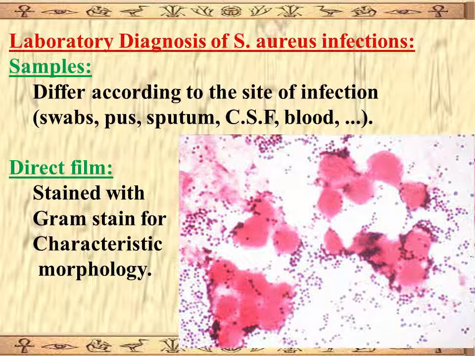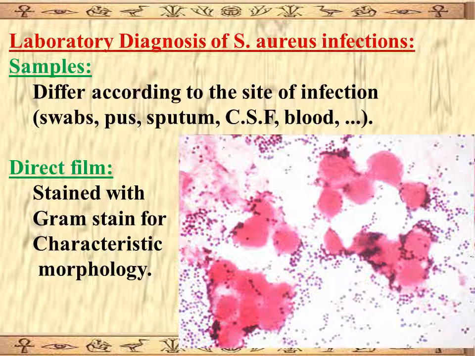How can we diagnose a disease caused by Staphylococcus aureus infection? As we have known before, for any disease to be diagnosed, we need to take the proper sample. We choose the sample according to the site of infection. For example, if we have skin manifestations, we can take a swab or pus; for lower respiratory tract infection, we take sputum; for meningitis, CSF; for bacteremia or septicemia, blood.